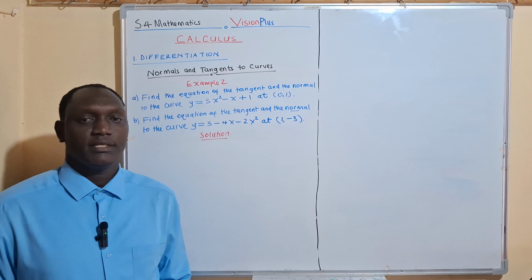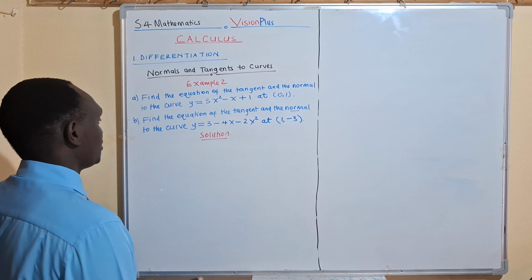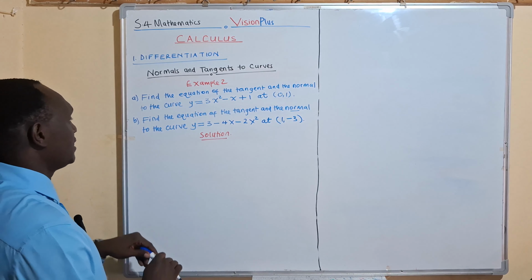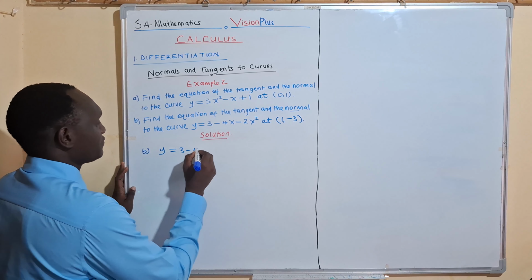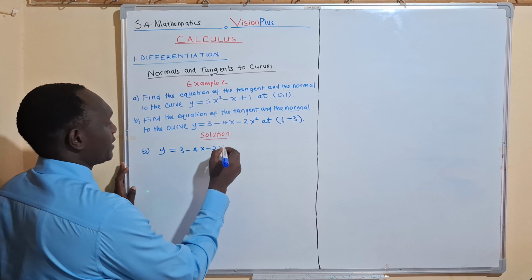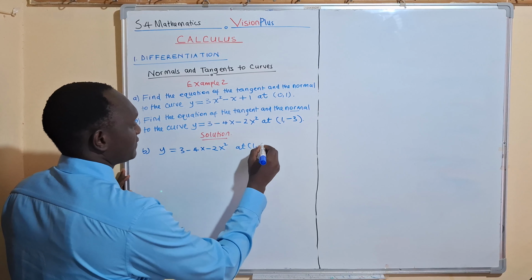I'm now going to part B. Part B says, find the equation of the tangent and the normal to the curve. The curve is y equals 3 minus 4x minus 2x squared, at the point of tangency (1, -3).